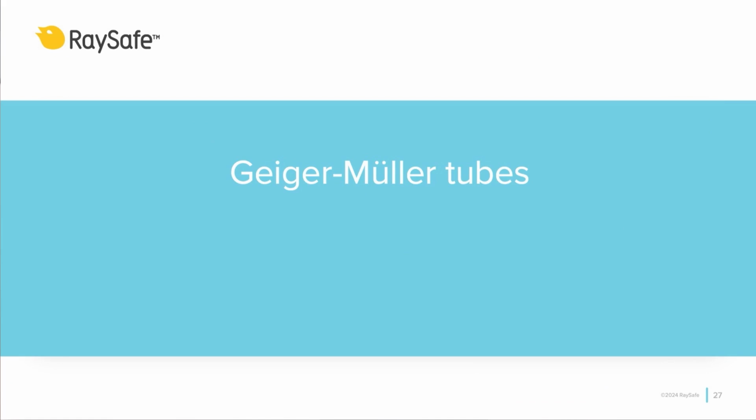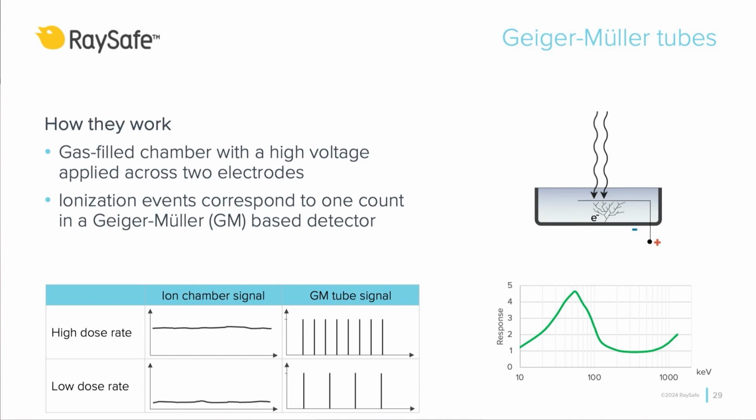Another very common technology is the Geiger-Müller. Geiger-Müller tubes, or GM tubes, are also gas-filled chambers with a high voltage applied across 2 electrodes. The ionizing radiation that hits the GM tube generates an avalanche of ionizing events. The discharge event of the tube voltage corresponds to 1 count in a Geiger-Müller based instrument. Right after this event has happened, the GM tube is paralyzed and blind to radiation for a short period of time. This is referred to as the dead time.